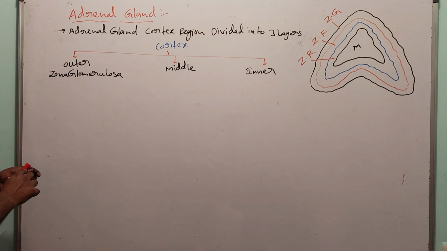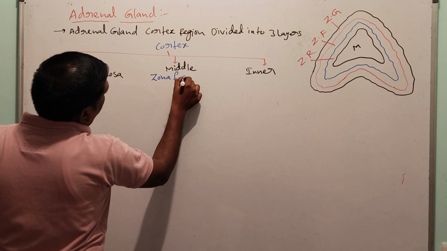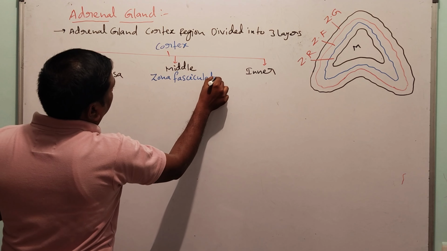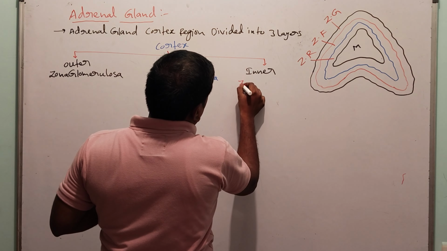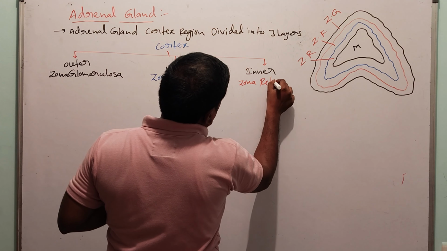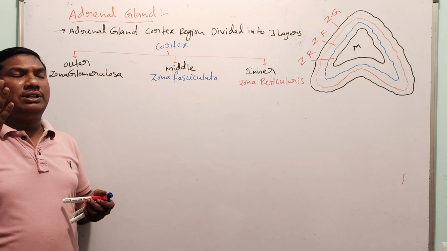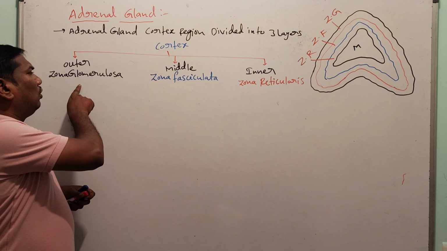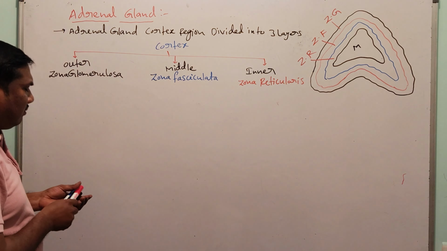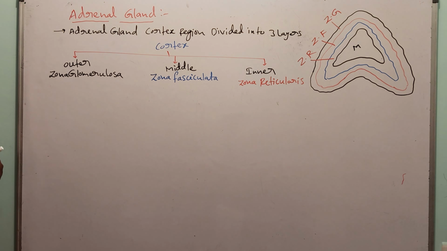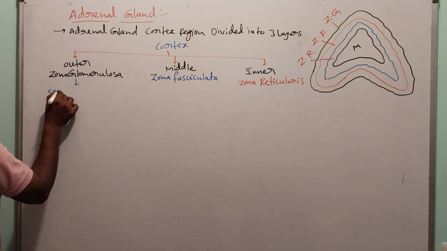The outer one is zona glomerulosa. The middle one is zona fasciculata. The inner one is the zona reticularis. So the cortex region is divided into three layers: outer zona glomerulosa, middle zona fasciculata, inner zona reticularis. First one, the outer zona glomerulosa, secretes glucocorticoids.